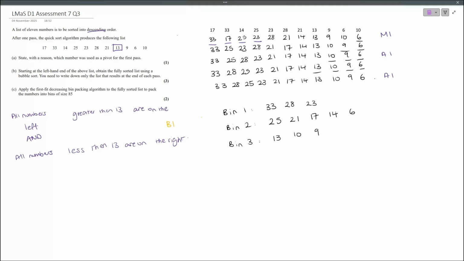Well, for part C, you get a method mark for the correct first 5 values being placed correctly. So that's 33, 28, 23, 25, and 21. That's going to be our method mark. And then our accuracy mark for everything else being placed correctly. And that is the end of the question.